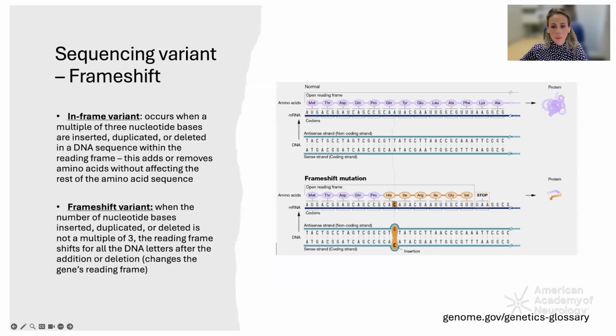In-frame variants occur when multiples of 3 nucleotide bases are inserted, deleted, or duplicated in a DNA sequence within the reading frame, and this adds or removes amino acids without affecting the rest of the amino acid sequence. Whereas frameshift variants occur when the number of nucleotide bases inserted, duplicated, or deleted is not a multiple of 3, and the reading frame shifts for all of the DNA letters after that have been added or deleted, and it changes the gene's reading frame.